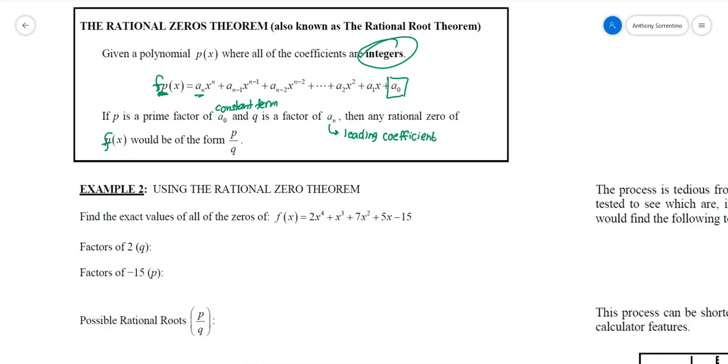Here's how it works. I'm looking at the leading coefficient and I'm looking at the constant term. So one thing I definitely want to do if I'm going to be using the rational zero theorem in any shape, form, or manner, and usually if I'm looking to find zeros or I'm looking to graph the function, is have it in standard form anyway.